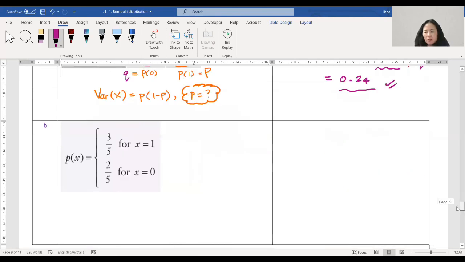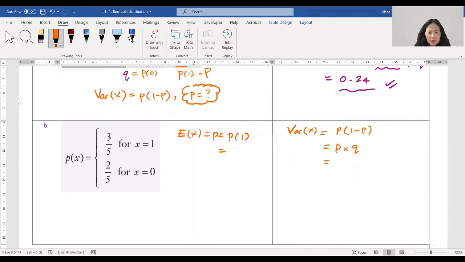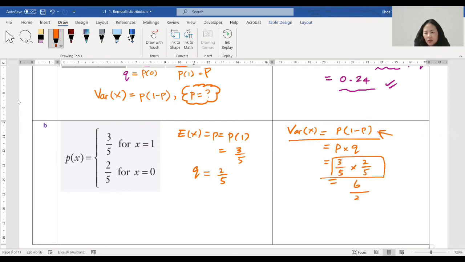This is another expression here. Find the variance of x. Here, all you have to do is p times 1 minus p, which is p times q. P is E of x, which is P of 1, the success, 3 over 5, and the q was 2 over 5. So all I have to do is 3 over 5 times 2 over 5, which is 6 over 25. So that's a quick formula for variance.